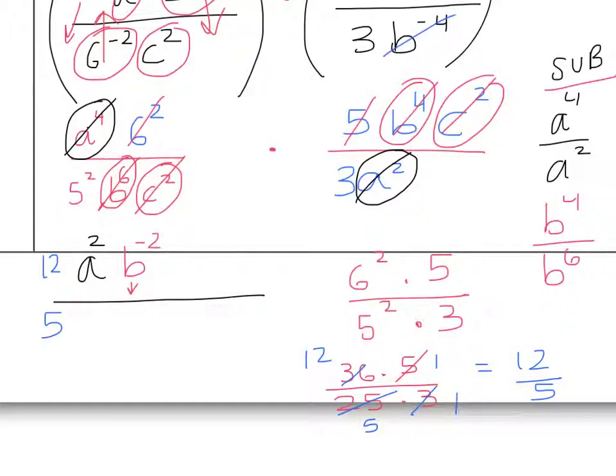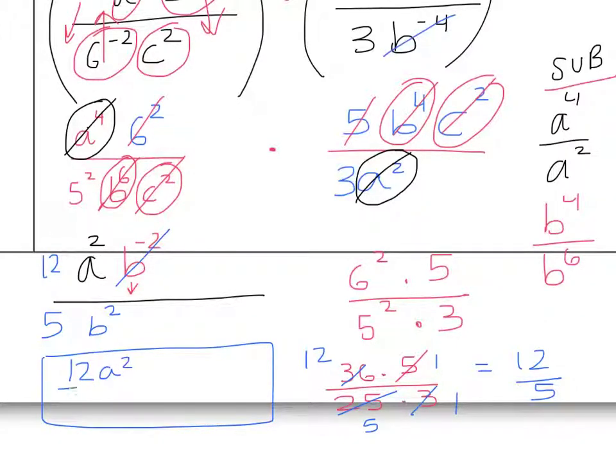Now remember what you said earlier, that the b negative 2 has to go down. So you cancel it from here and you put it down. So then the final answer is going to be 12a squared over 5b squared. So this is it for 4.1b. As you can see, it has everything in it, every single law. So I hope this helps. Study well, and if you have any questions, let me know.